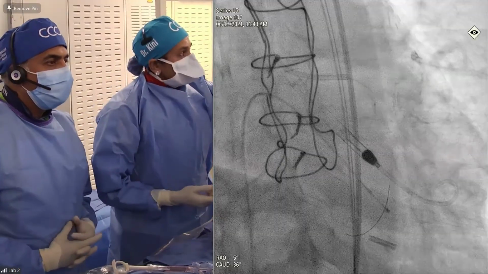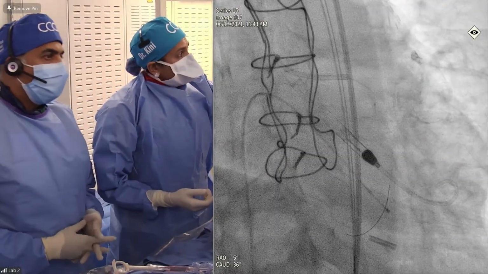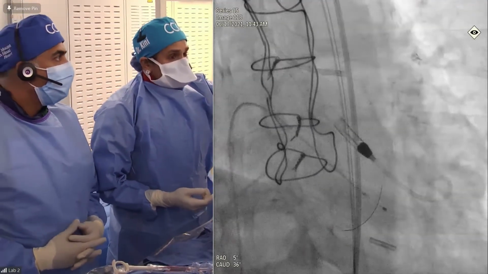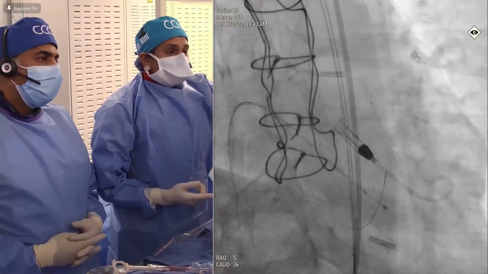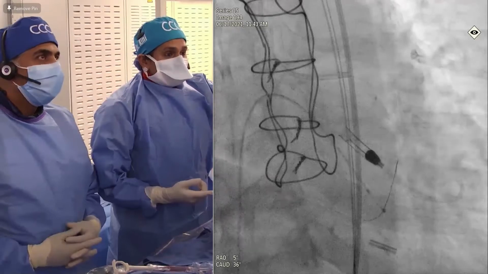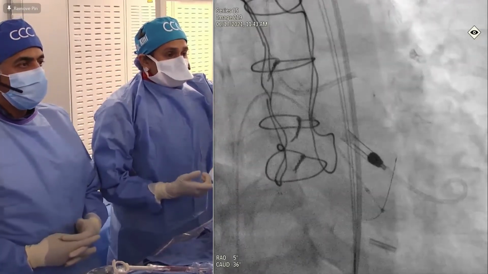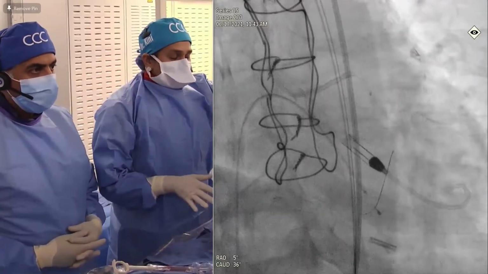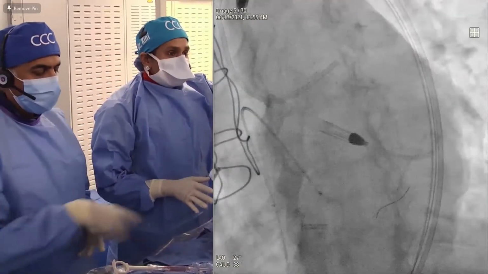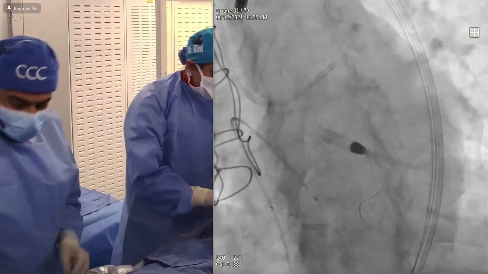Then we exchange it to the rotor wire. Now, the question is the same. If the Fine Cross had gone easily, we would have used a 1.5 burr. Knowing that it was so challenging to get the Fine Cross across the angulated circumflex, we have downgraded to a 1.25 burr. And we are ready to do the rotor now.